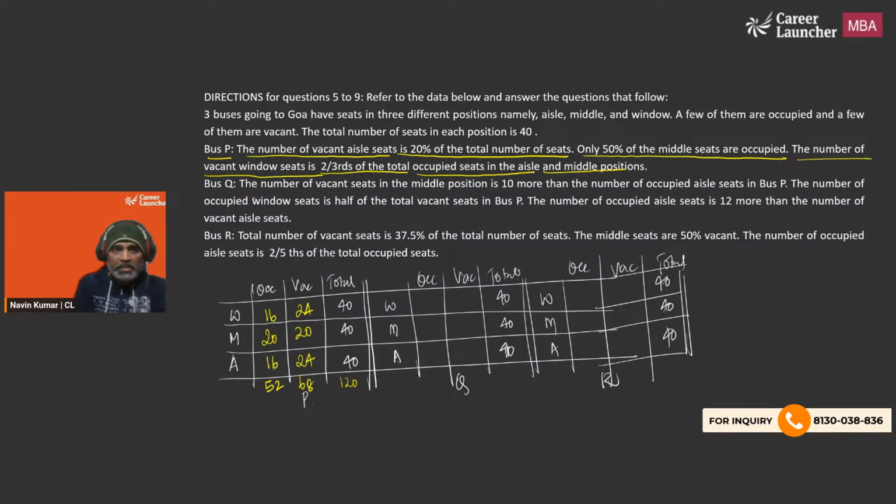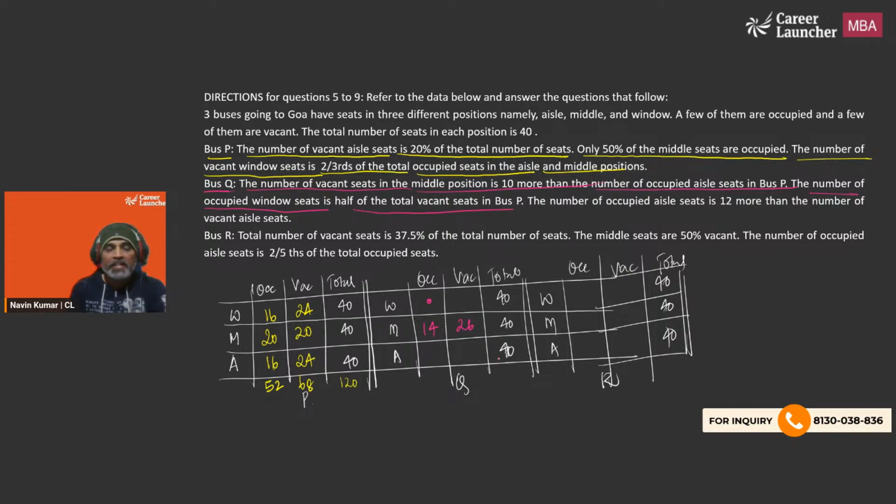Now, let's look at bus Q now. The number of vacant seats in the middle position is 10 more than the number of occupied aisle seats in bus P. Occupied aisle seats in bus P is 16. So this is 10 more. So this results in 26. If this is 26, this is going to be 14 because we have overall 40.